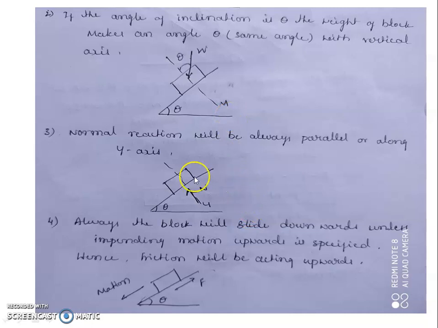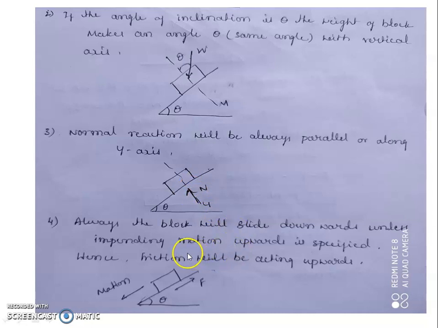Next is the normal reaction. Here the reaction is always parallel or along the y axis. This is my y axis and the block is resting on the inclined plane making an angle theta with the horizontal. My normal reaction is acting upwards, on the y axis or parallel to it.